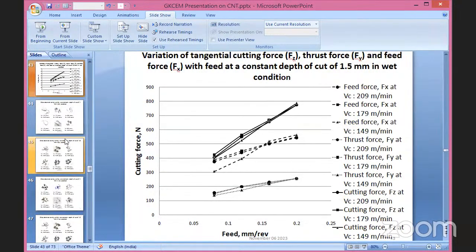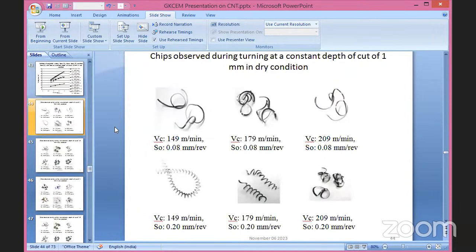And I'll now show the types of chips getting formed. Whatever chips I have described, the most ideal or favorable chip is the long, flat, continuous ribbon type. That kind of chip is not there, but these are very close to that. Here also we are getting somewhat long continuous chips. Sometimes it is coil type.